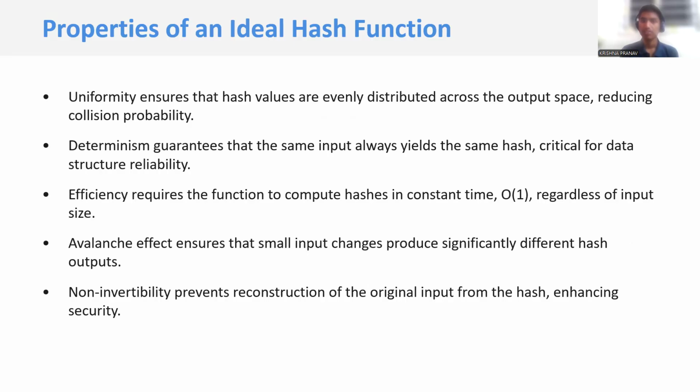Efficiency requires the function to compute hashes in constant time, O(1), regardless of input size. Avalanche effect ensures that small input changes produce significantly different hash outputs. Non-invertibility prevents reconstruction of the original input from the hash, enhancing security.